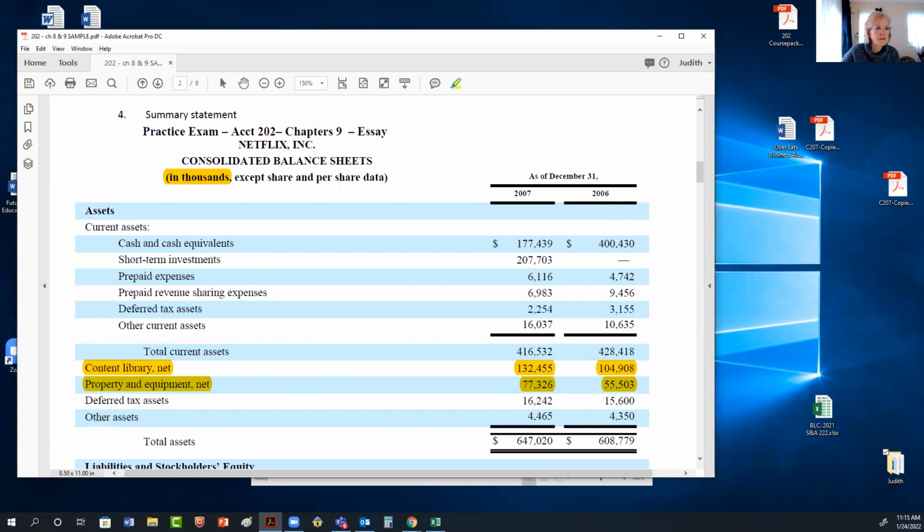What's the net change in content library? Thanks, Katya and Zamzam. Did anybody else, team 2, 3, 4, or 5, get a net change? So for the content library, the percent change we got was 26.26%. And then the dollar would be 27,547. Okay, so let's see if that's right.